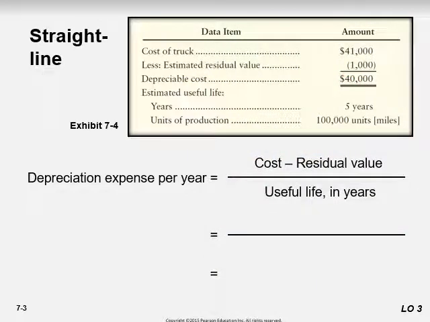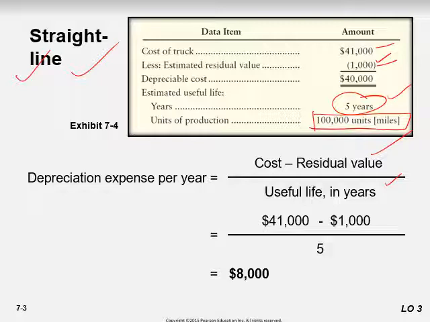So the straight line method formula is cost minus residual value, salvage value or scrap value, divided by useful life in years. So we have a question here. We have the cost of a truck, and its salvage value is 1,000. At the end of 5 years it will be sold for $1,000, and it will run 100,000 miles. According to the straight line method, what is the formula? Cost minus salvage value divided by number of years, right? The answer would be 8,000.